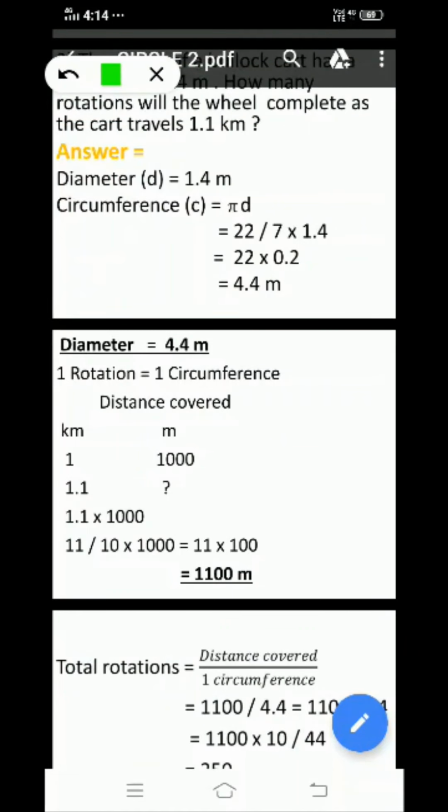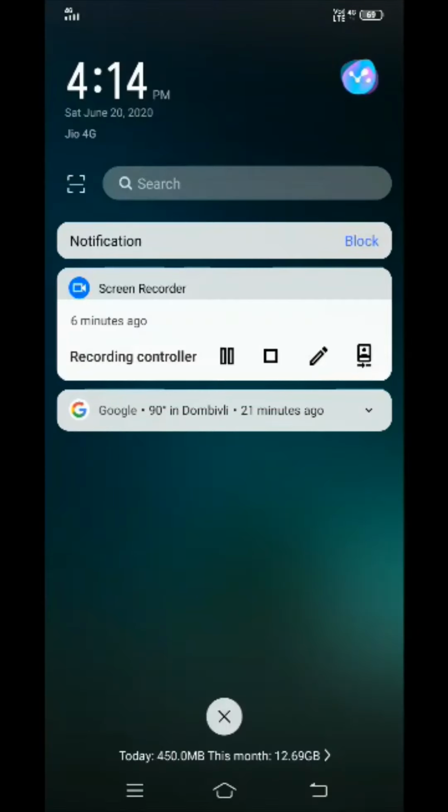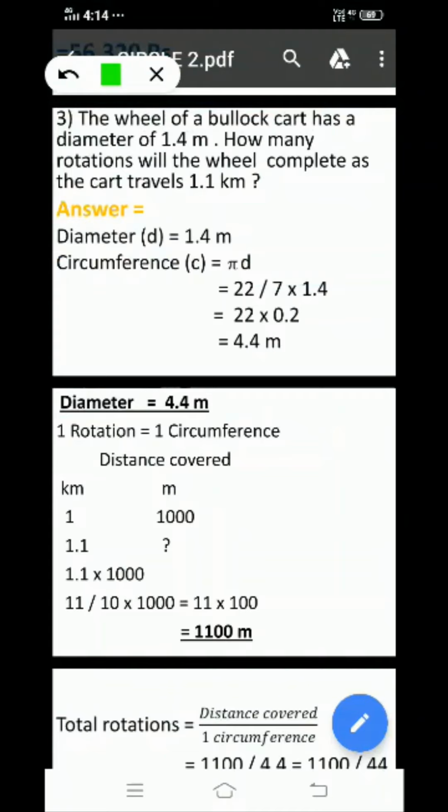Now next sum is what? The wheel of a bullock cart has a diameter of 1.4 meter, means they have mentioned the diameter here. And how many rotations will the wheel complete as the cart travels 1.1 kilometer? Now see, a bullock cart wheel is always in a circular shape. The diameter is 1.4 meter. What is the diameter? 1.4 meter.